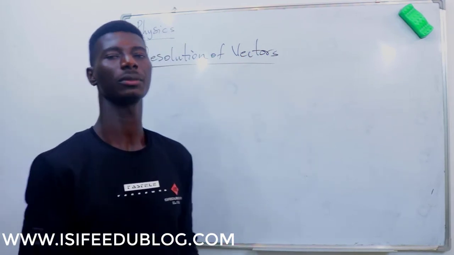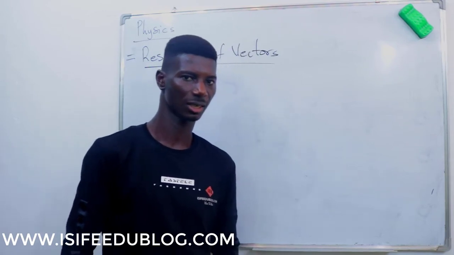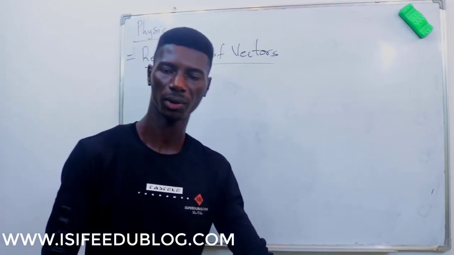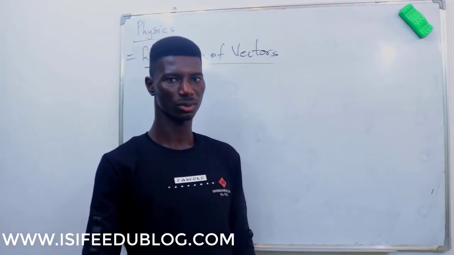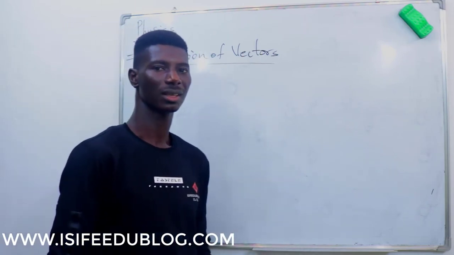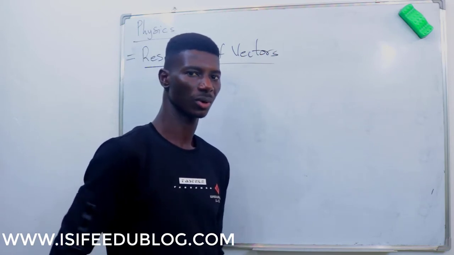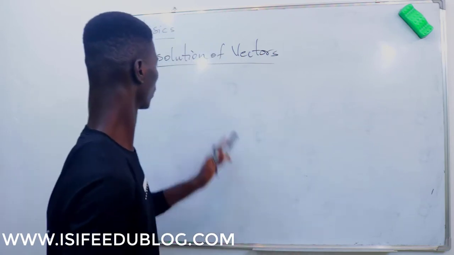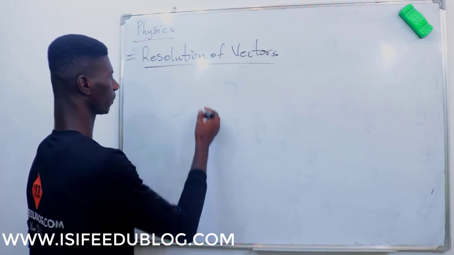Now, vectors are resolved into two components. We have the vertical component and the horizontal component. What do we use to resolve the vertical component and what do we use to resolve the horizontal component? I'm going to show you with a diagram now.